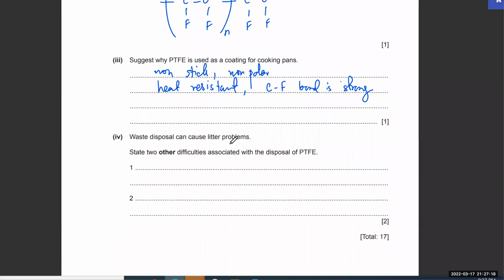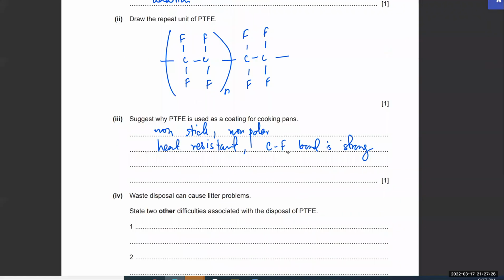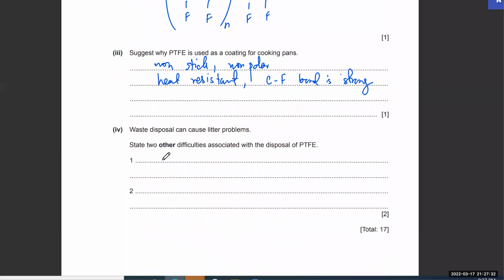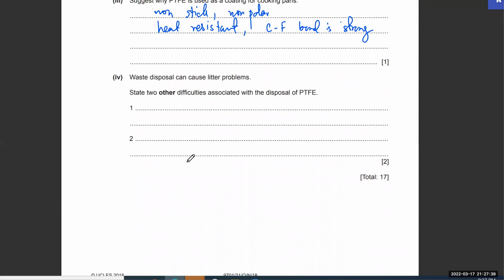The next one is waste disposal can cause litter problems, suggest 2 other difficulties associated with the disposable. So it's obviously non-biodegradable. Remember this, all addition polymers are non-biodegradable because this carbon chain is very, very stable. It's harder to break. So they're all non-biodegradable. Or 2 other, burning it would obviously produce harmful gases.